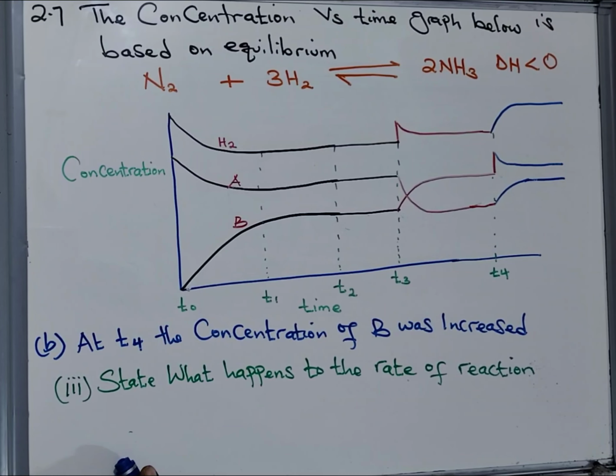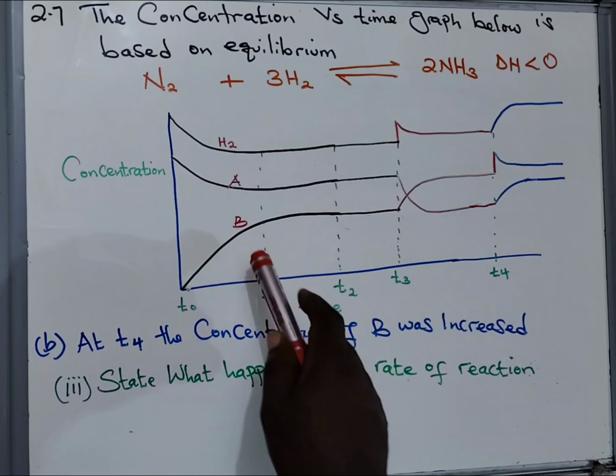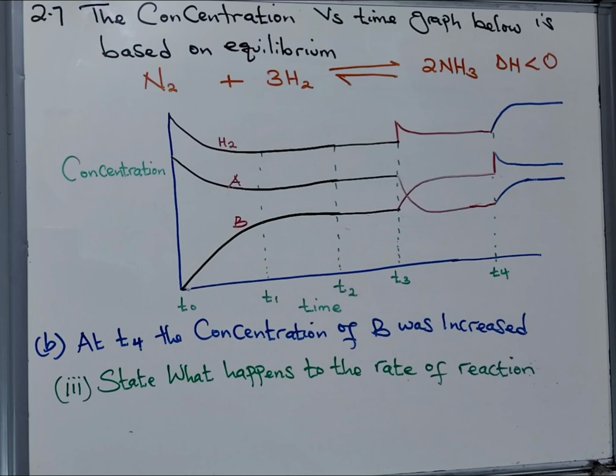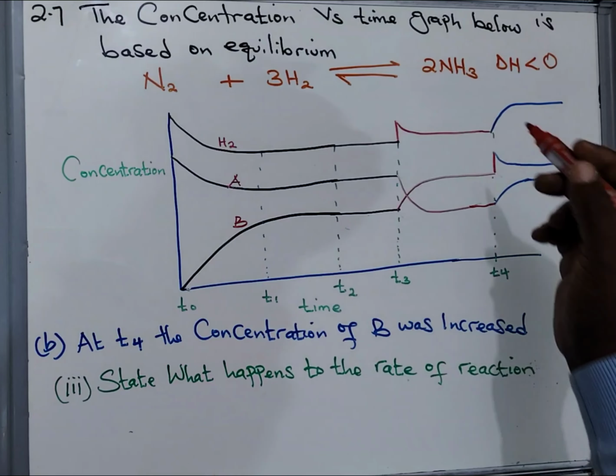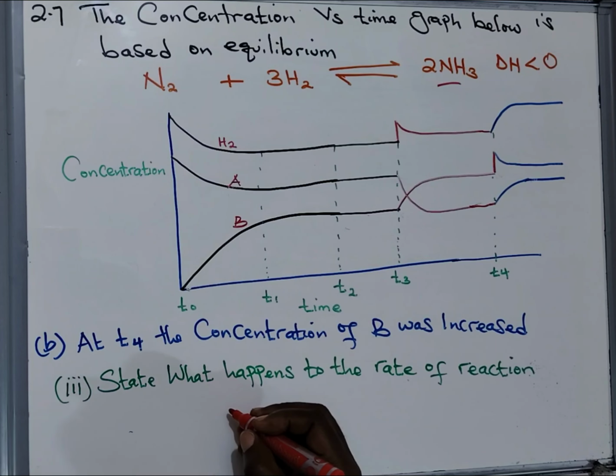Yeah, then comes this question. It says that state what happens to the rate of reaction. Okay, we need to know that we have just increased concentration of B, and B is ammonia. Ammonia is the product. So what happens to the rate of reaction? I need to remind you that increase in the concentration of either product or reactant increases rate. So the answer will be increase.